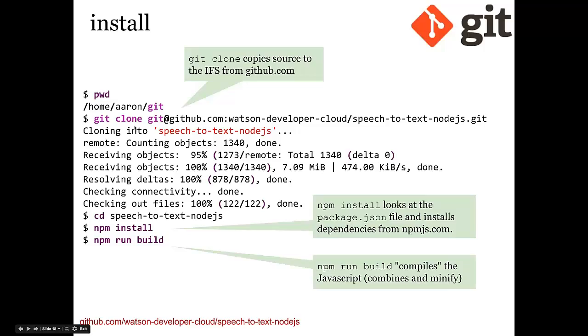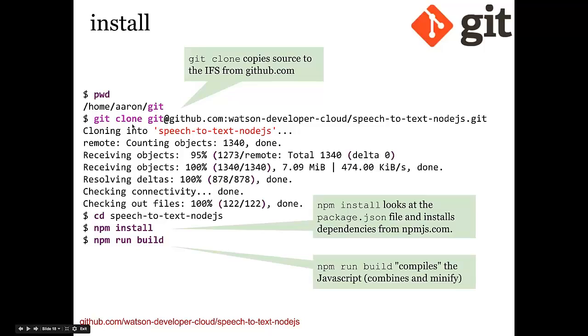So we're doing a git clone. What that basically does is it goes out to github.com, downloads the source code, and puts it on your IBMi. And so now at this point, you're ready to get up and running with this Watson API set.